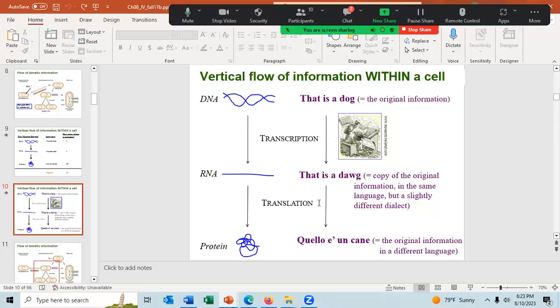But when it's moved into the amino acids, it's stored in a totally different language. It's the same information, but in a different language. And it would be something like, "quello è un cane." If you don't know, cane is some language for dog. It might be Italian, I don't know. Un is a, apparently, and quello is that.